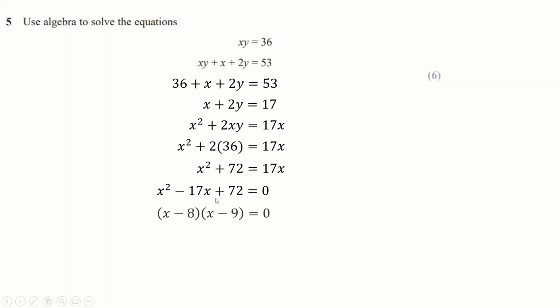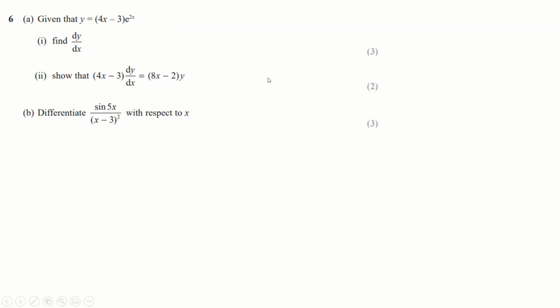Of course, this factorizes just to x minus 9, x minus 8. So this has solutions x is 8 and x is 9. Put those into here. If x is 9, clearly y is 4. If x is 8, it's 4.5. And those are our two answers.